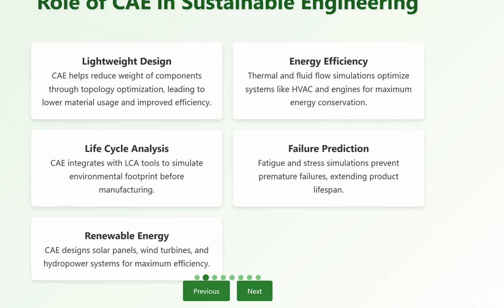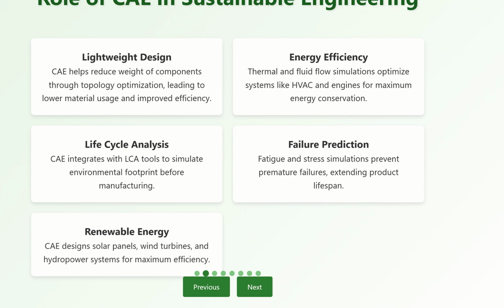And this is what we call sustainable solution engineering. Then lastly is about renewable energy. Computer-aided engineering normally will help us to design systems like solar panels, wind turbines, hydropower systems. These systems will help us to minimize waste or even maximize efficiency, because they are renewable in the sense that we are using whatever is available, not affecting the environment. So that is the purpose of computer-aided engineering.